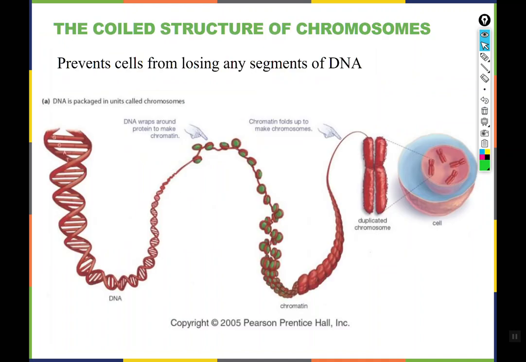So the coiled structure of the chromosomes, remember you have histones, which are protein, and protein plus DNA, so a histone plus the DNA wrapped around it, that's called a nucleosome. And then the nucleosomes condense into chromatin, and the chromatin condenses into chromosomes. So this is a way to make sure that no segments of DNA are lost during mitosis.